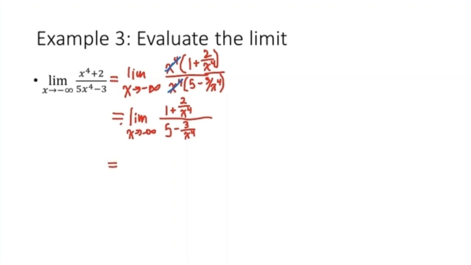Now we evaluate our limit. As x approaches negative infinity, 1 will approach 1, 2 over x to the 4th will approach 0, 5 will approach 5, 3 over x to the 4th will approach 0. When we do the arithmetic, we get that our limit is 1/5.